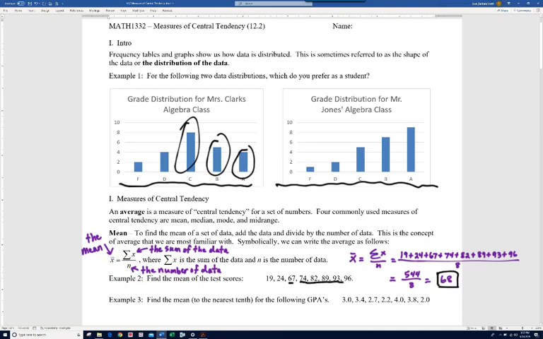But most of these scores are quite a bit higher than 68. In fact, these two very low scores are bringing our mean down. And so maybe this is not the best measure of central tendency here. In fact, I would say this is not a good measure of central tendency in this case. The median perhaps is a better number to use, and we'll talk about the median in a couple minutes here.